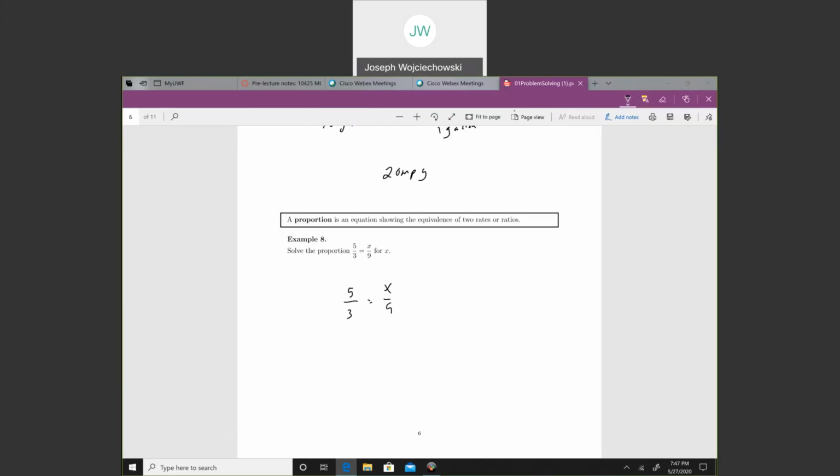Now, how do we solve this? Simply, we cross multiply. So we multiply 5 times 9, and that should be equal to 3 times x. So 5 times 9 is 45. 3 times x, I want to know just what x is, so I divide both sides by 3. I get x equals 15.